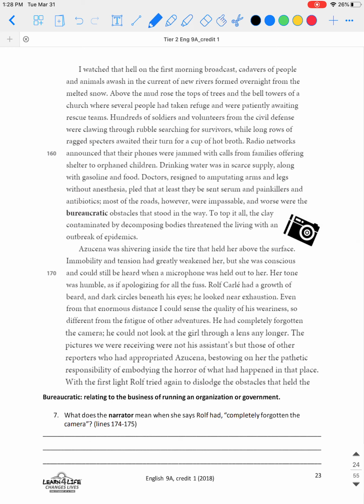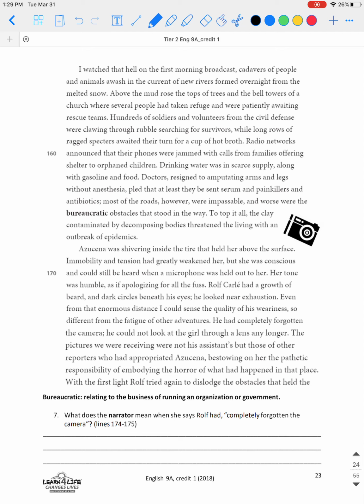I watched the hell on the first morning broadcast. Cadavers of people and animals awash in the current of new rivers formed overnight from the melted snow. Above the mud rose the tops of trees and bell towers of a church where several people had taken refuge and were patiently awaiting rescue teams. Hundreds of soldiers and volunteers from the civil defense were clawing through the rubble searching for survivors, while long rows of ragged specters awaited their turn for a cup of hot broth. Radio networks announced that their phones were jammed with calls from families offering shelter to orphaned children. Drinking water was in scarce supply along with gasoline and food.